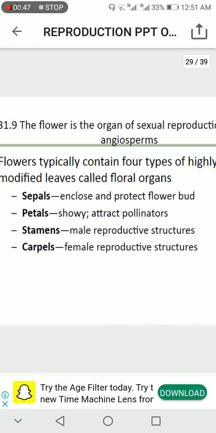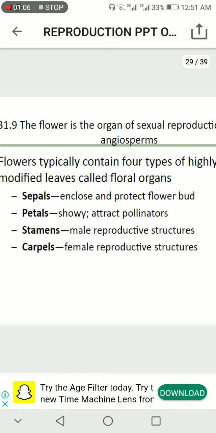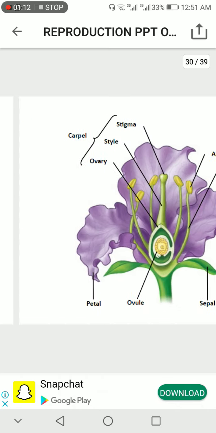The third circle is called the androecium, which is the male part. Its highly modified leaf is called the stamen, which consists of filament and anther. The last circle is called the gynoecium, which consists of highly specialized leaves known as carpels or pistil, which further consist of three parts: stigma, style and ovary. Inside the ovary, ovules are present, which are the female reproductive cells.